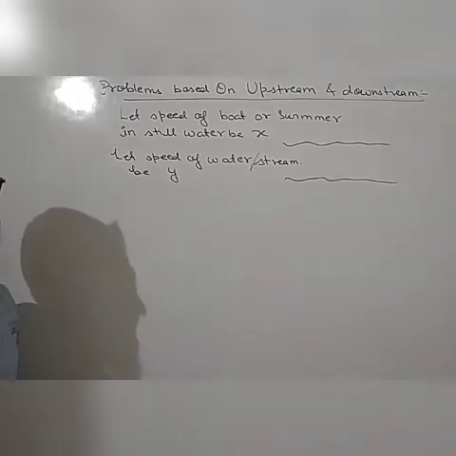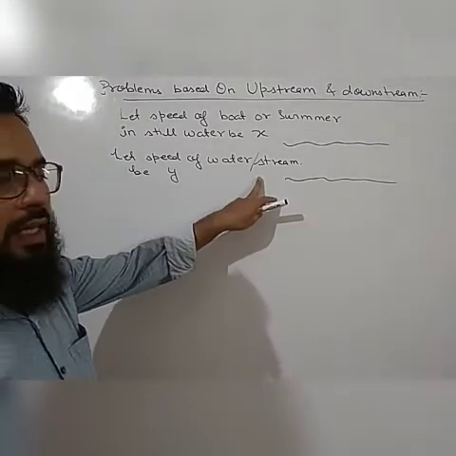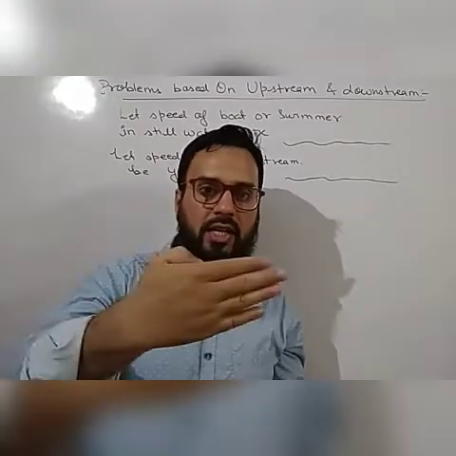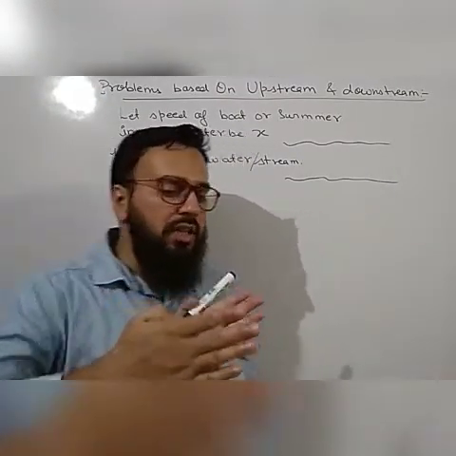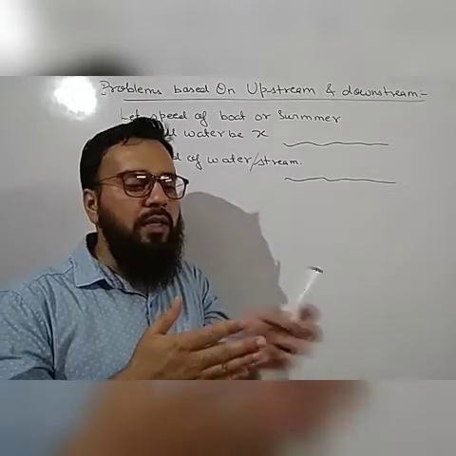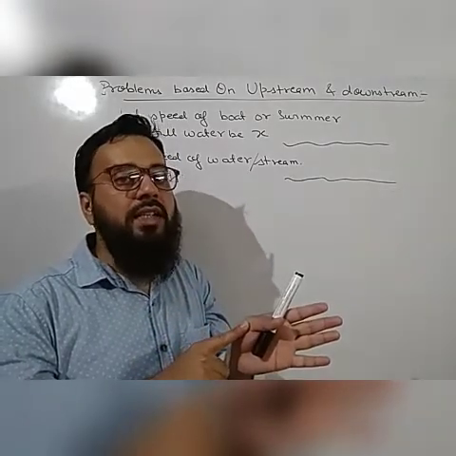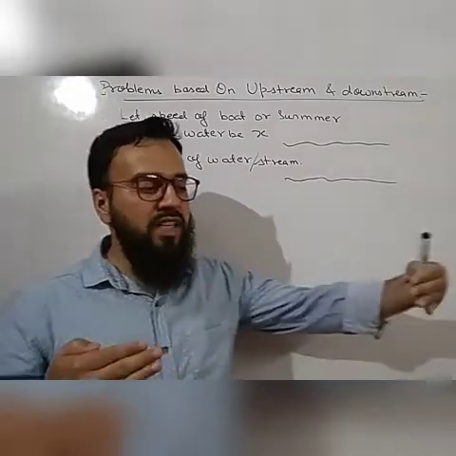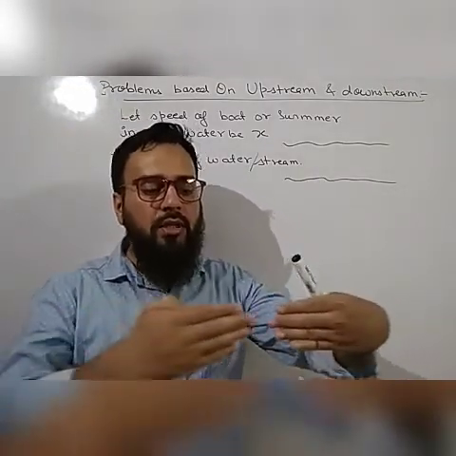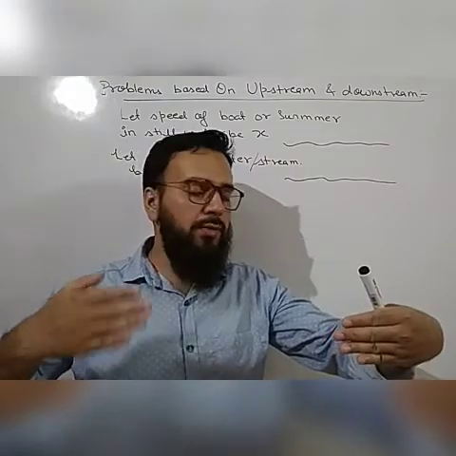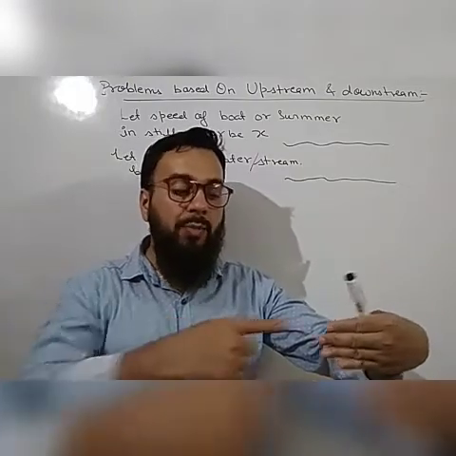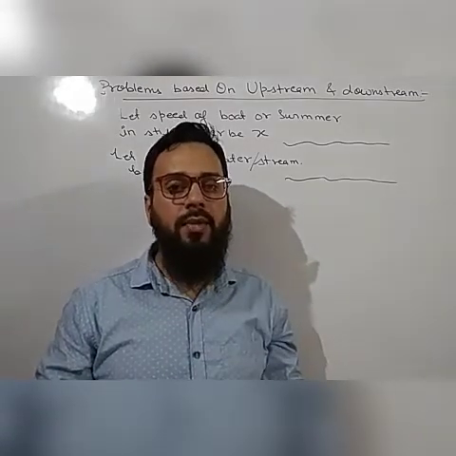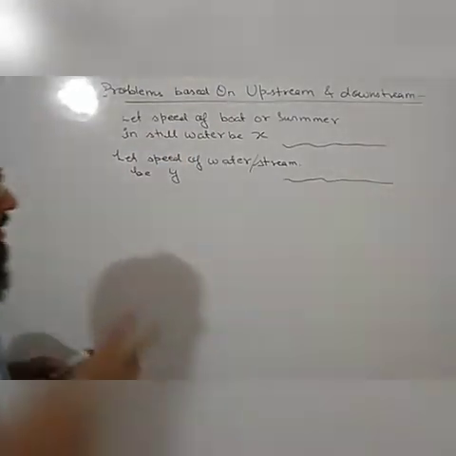Now what will happen if the water is also flowing? Then there will be two possibilities. Suppose the river is flowing in this direction and the swimmer is also swimming in the same direction. Then the speed of the swimmer will automatically increase, because the river will support the swimmer's motion. But if the swimmer is moving opposite to the flow of the river, then the flow of water will oppose the swimmer. That's why the speed of the swimmer will decrease.